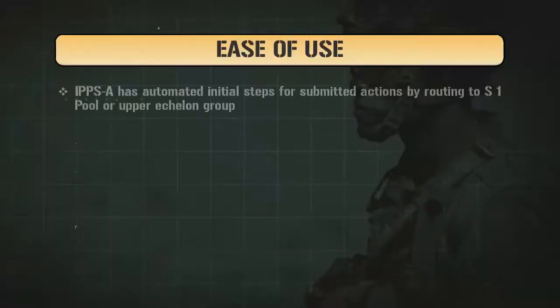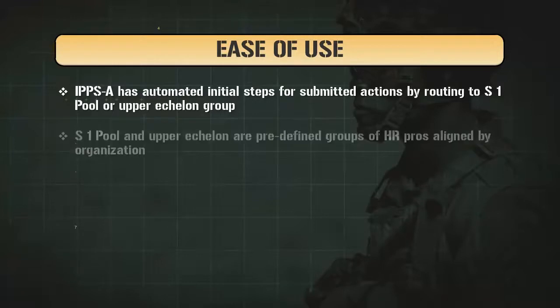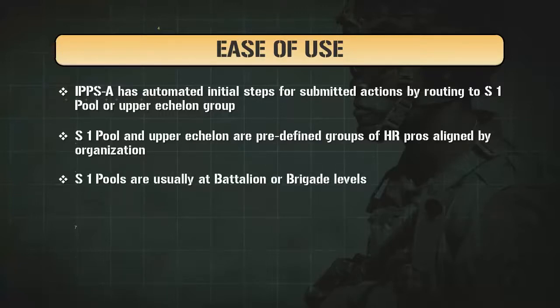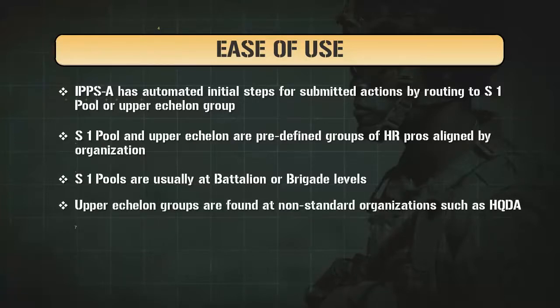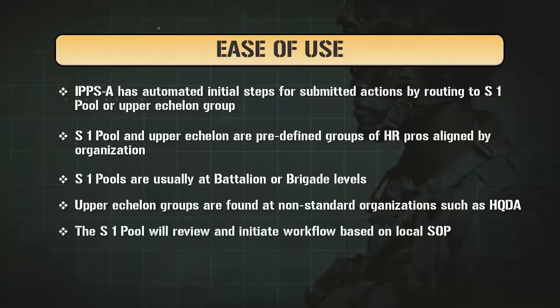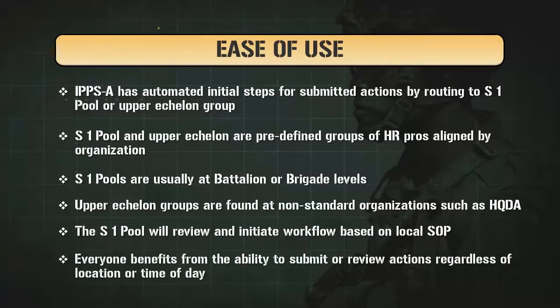For ease of use, IPPS-A has automated the initial step for each submitted action by routing to the S1 pool or upper echelon group. The S1 pool and upper echelon are predefined groups of HR pros aligned by organization. S1 pools are usually at battalion or brigade levels. You will find upper echelon groups at non-standard organizations such as HQDA. The S1 pool will then review and initiate workflow based on local SOP. Everyone will benefit from the ability to submit or review actions regardless of their location or time of day.